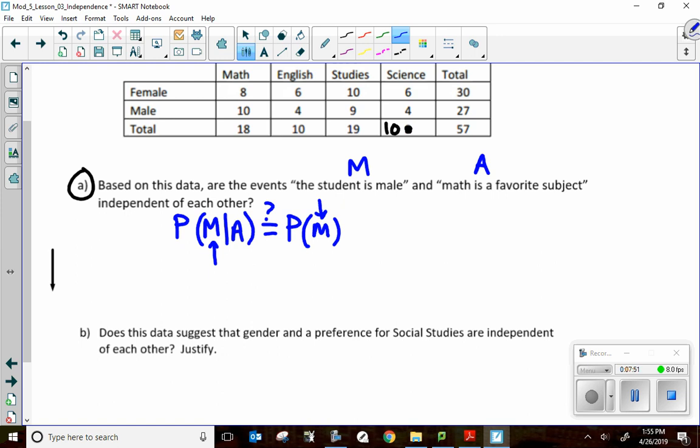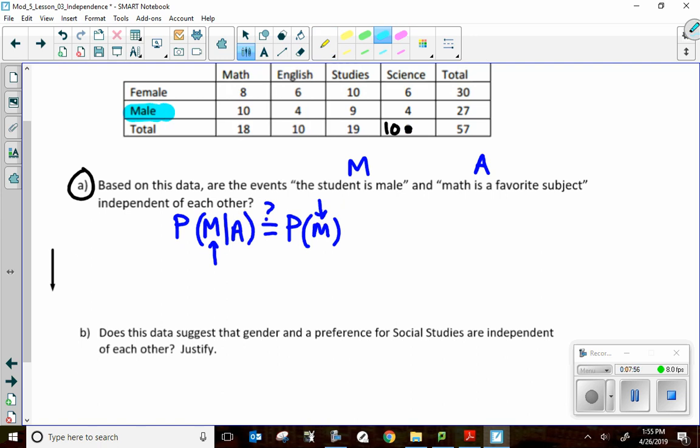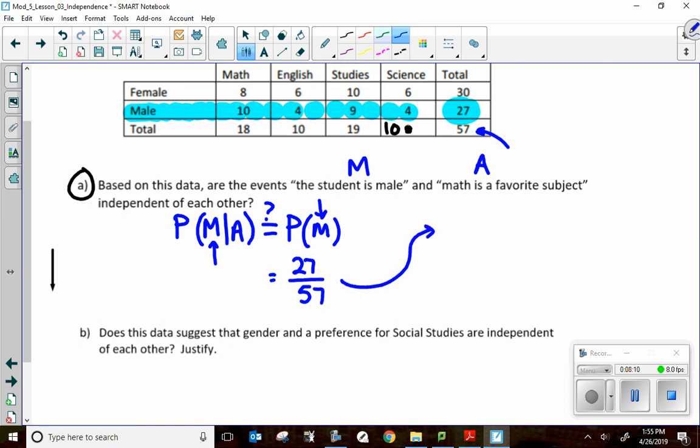First of all, the probability of males. I get my blue highlighter. How many males do I have? 27. 27 out of a total 57. If I reduce that, 3 goes into both of those, so it equals 9 over 19. That's what 27 over 57 reduces to.